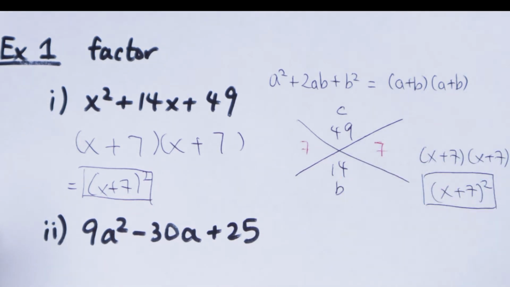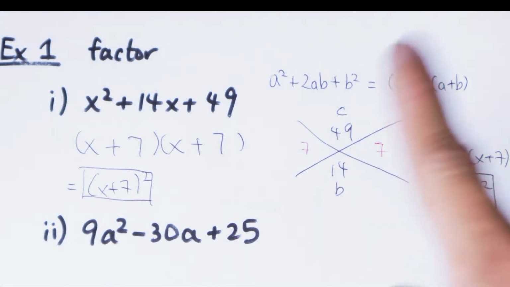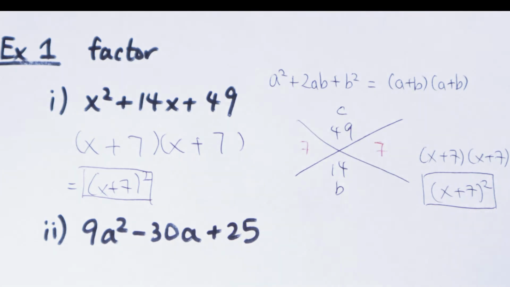Now, x game might not work all the time as the most convenient method because sometimes when a number gets large, it's really difficult to guess and check these two numbers. And that leads to the next trinomial.